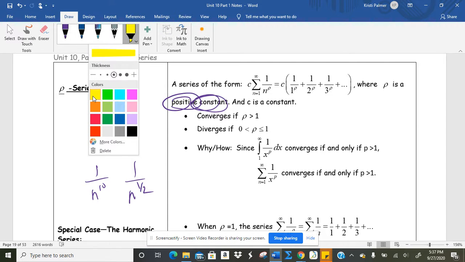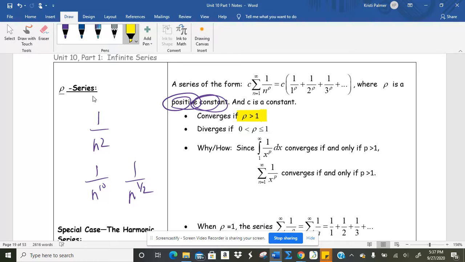All you do is you just go look at P and say, hey, if you're greater than 1, you converge. If you're less than or equal to 1 but bigger than 0, you diverge. Now, this is where it gets confusing when you get all these tests. It's opposite, basically, of the geometric, okay?